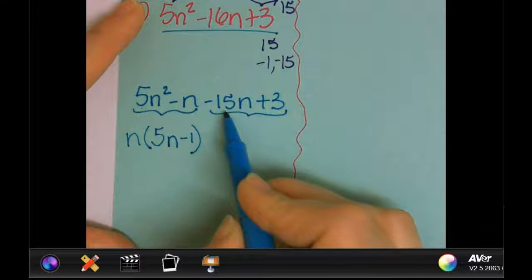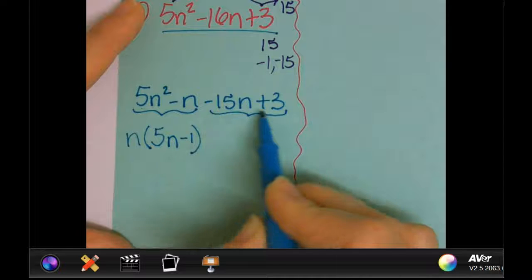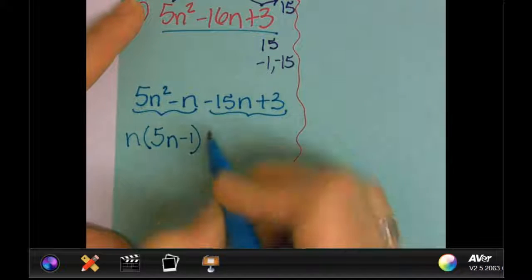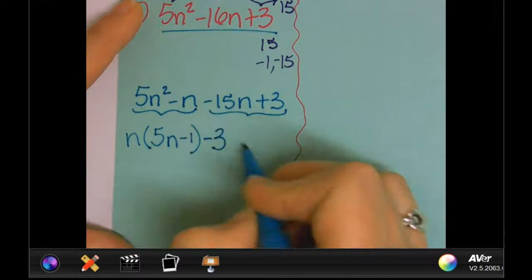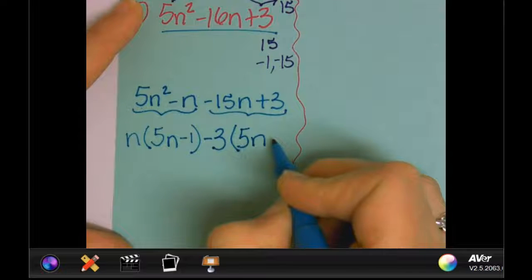And so I need to factor out a negative here because I want whatever's in front of this n to be positive. So when I look at these two terms here, what's the GCF? It would be a negative 3 in this case, but 3 is what I'm looking for. So minus 3, which leaves me with 5n, and then what? Minus 1.